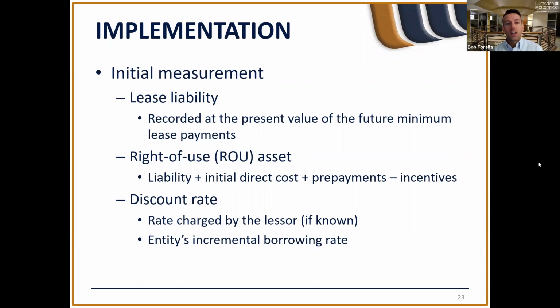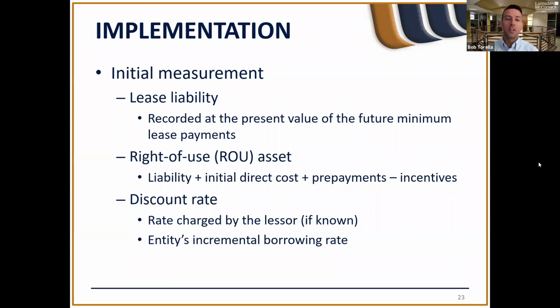Now, the big question on how to calculate this is what discount rate we are going to use to present value these future minimum lease payments. So this can either be the entity's incremental borrowing rate, if it's known. Essentially, the incremental borrowing rate would be what similar rate you can get from a bank for a similar type of financing arrangement or loan. Or you can use the rate actually charged by the lessor if it's stated in the lease.